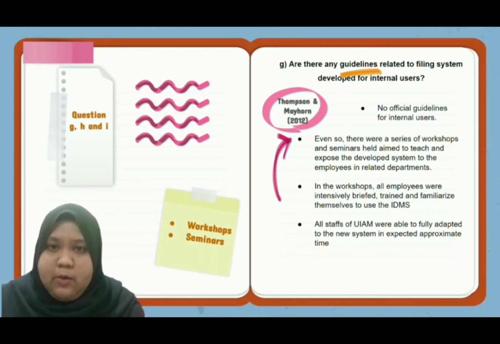Even so, a series of workshops and seminars were held to teach and expose the IDMS to employees of related departments. All employees were intensively briefed, trained and familiarized themselves with using IDMS. All staff were fully adapted to the new system, though there were some worries regarding older staff with the changes of working surroundings, as stated by Thompson and Mayhorn in 2012.